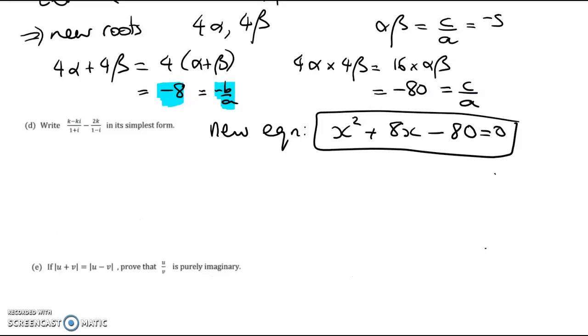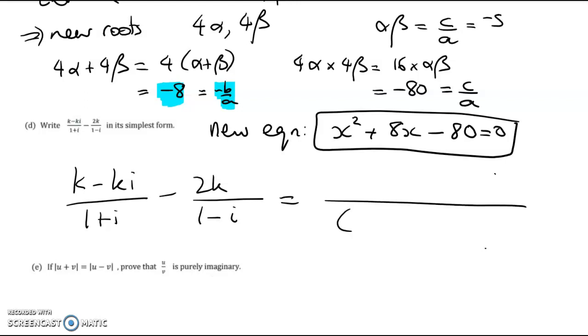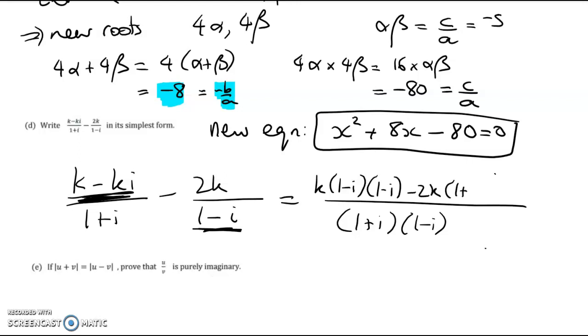Now, we just have to write this in its simplest form. Let's see what we've got. We've got k minus ki over 1 plus i, minus 2k over 1 minus i. So what I'm going to do is just get a common denominator and then clean everything up. So we're going to have 1 plus i times 1 minus i here, k into 1 minus i times 1 minus i here. So that's that factorized times that, minus 2k times 1 plus i.